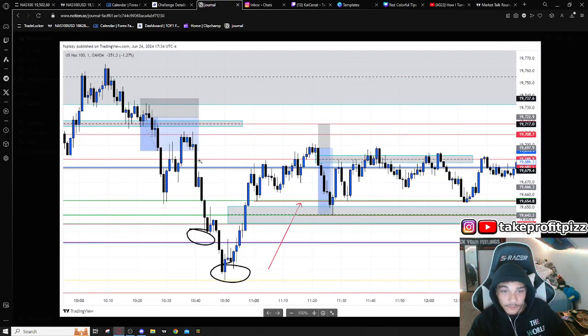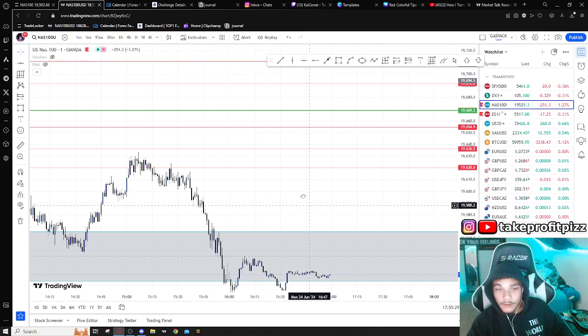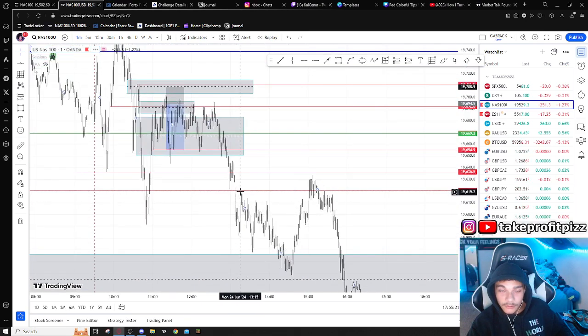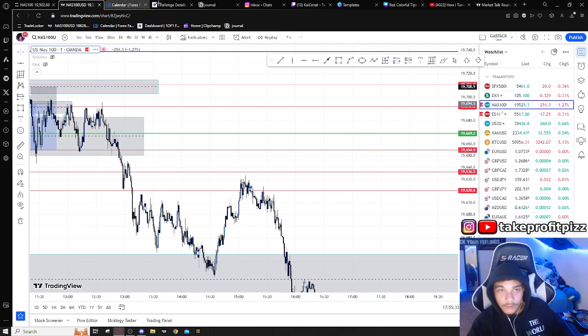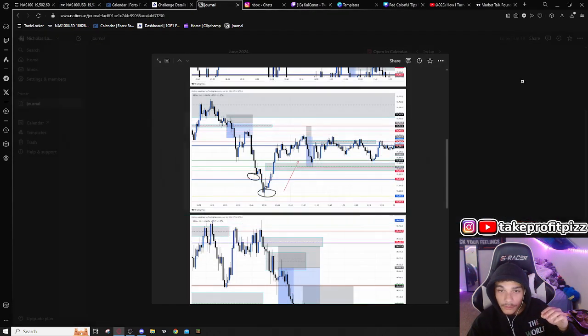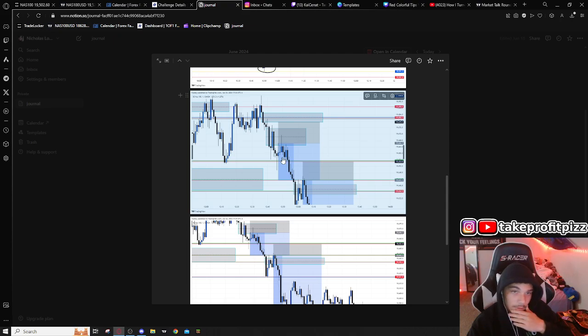Right here, key area got filled. This fair value gap right here got tapped right into perfectly. Sold back down to these key levels right here. Another take profit right here, on the 50% of this bullish fair value. Hit right there. So all this is, all day long, you just keep going through. Just keep doing that. Rinse and repeat, rinse and repeat. Another one.